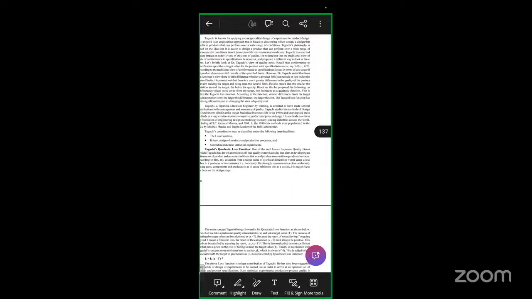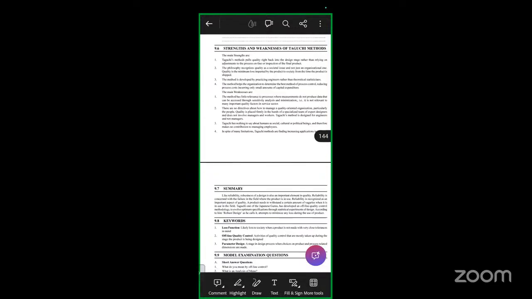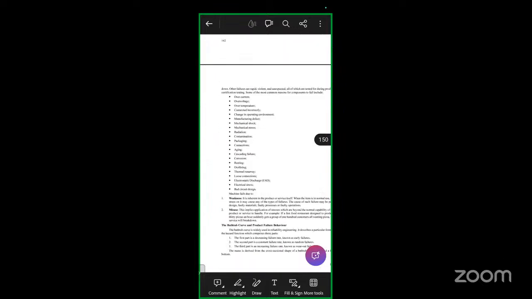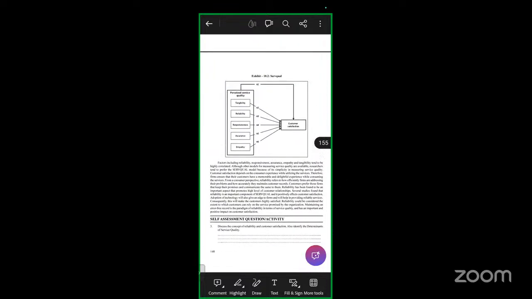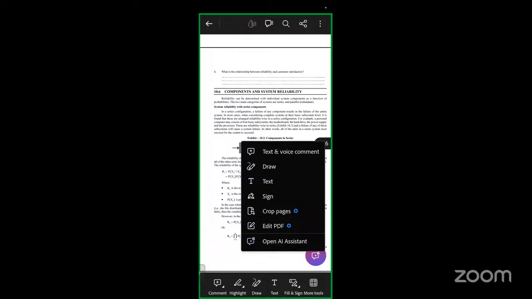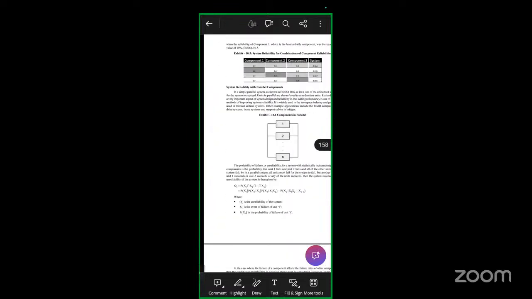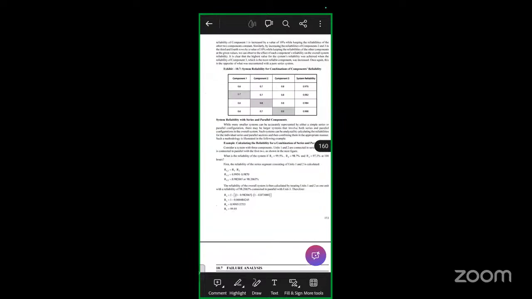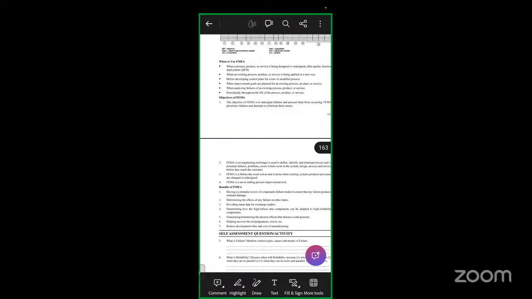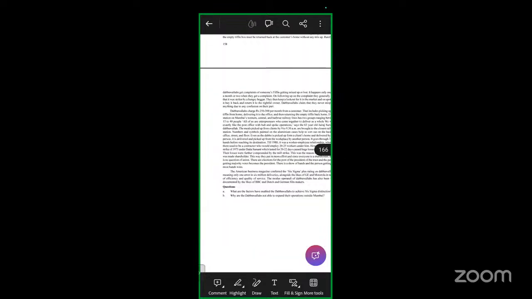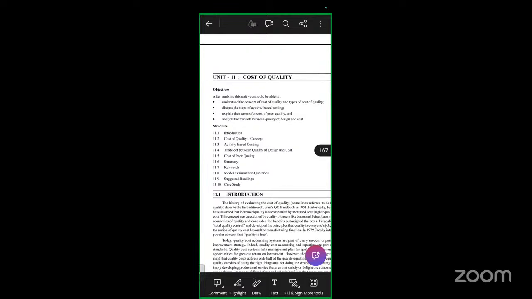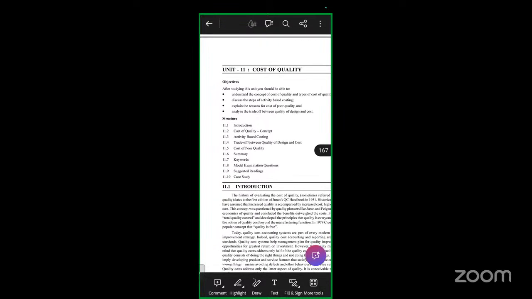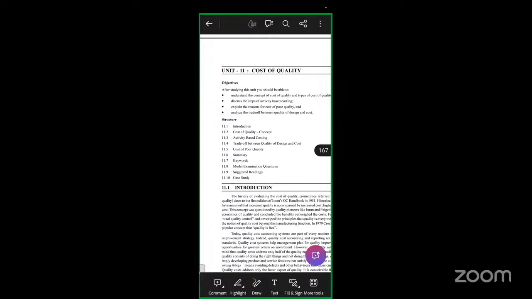Okay, now we'll quickly move on to the next unit. Next unit is cost of quality. What is meant by cost of quality? If quality is not maintained in the organization, what happens to the organization is nothing but cost of quality.